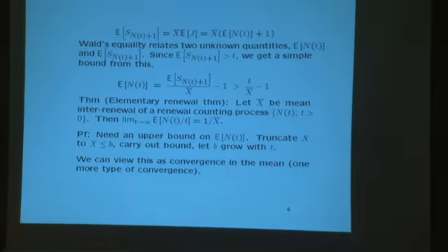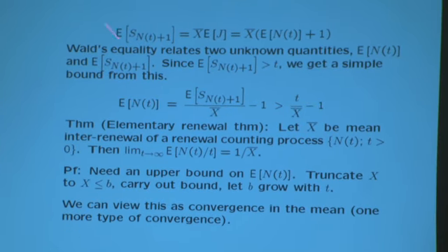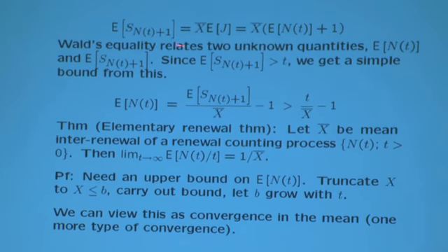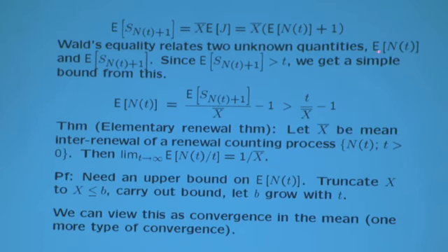Okay, so that was the relationship we had. Wald's equality then is relating two unknown quantities. It's relating the expected value of N(t) with the expected value of the first arrival time after t. That's one of the troubles with Wald's equality. It relates two things, neither of which you know in many cases.